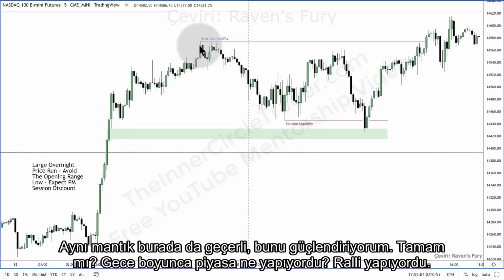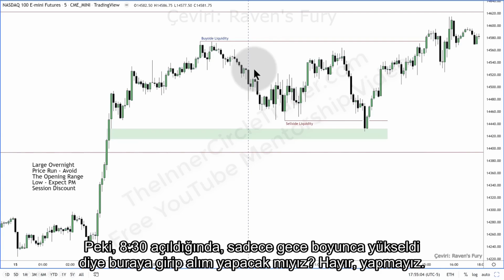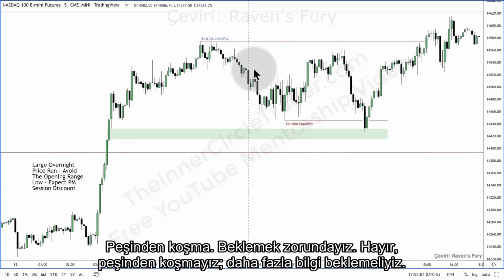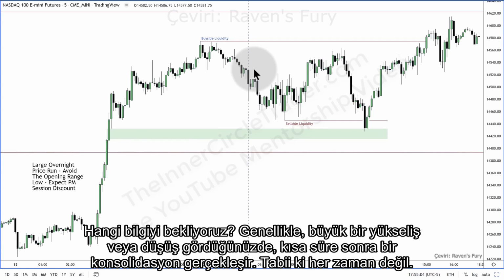It was rallying. So when we open up at 8:30, do we go in here and start buying it just because it's gone up overnight? No, we don't chase it. You have to wait. We have to wait for more information. What information are we waiting for?